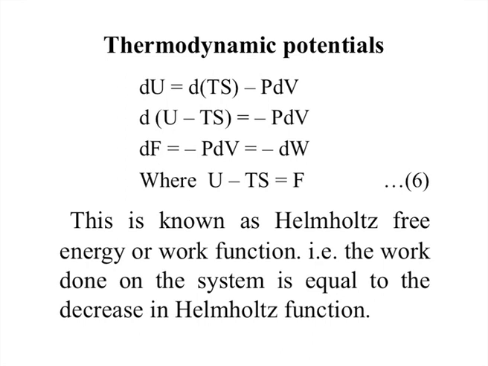So, if we take this Ts to this side, we can get d of (u minus Ts) is equal to minus PdV. Now, this u minus Ts, we can write as F here. So, we get dF is equal to minus PdV. This PdV can also be written as the change in work done, dW. Therefore, we have dF is equal to minus dW.